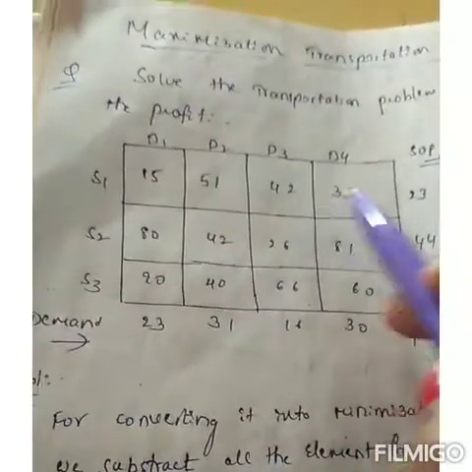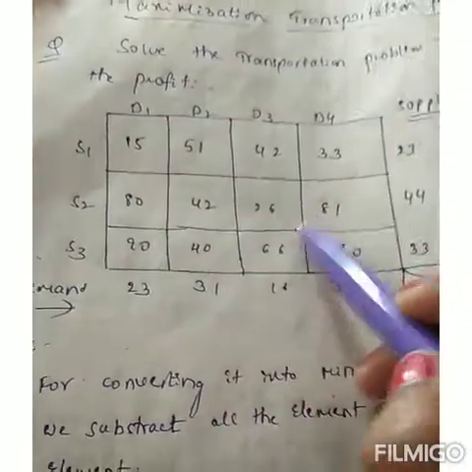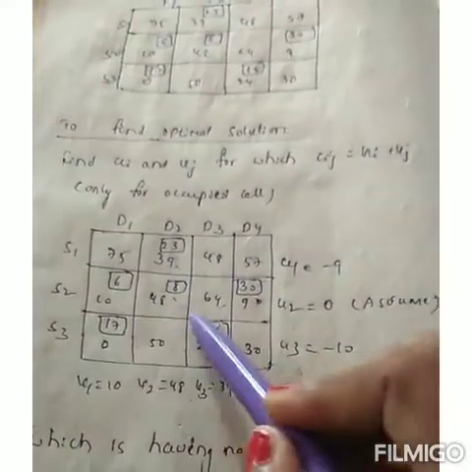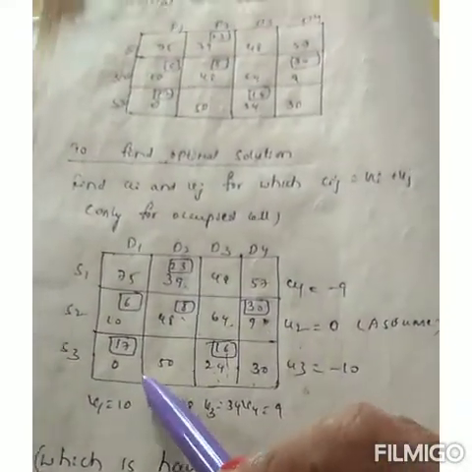So this is our initial table. So what is our initial table? This is 15, 51, 42, 33, 80, 42, 26, 81, 90, 40, 66, 60. So this is our initial table. So that table we will convert in the form of minimization. Alright. So that actually our values got 75, 39, 48, 57, 10, 48, 64, 9, 0, 50, 24, 30. So this is our allocated cell.